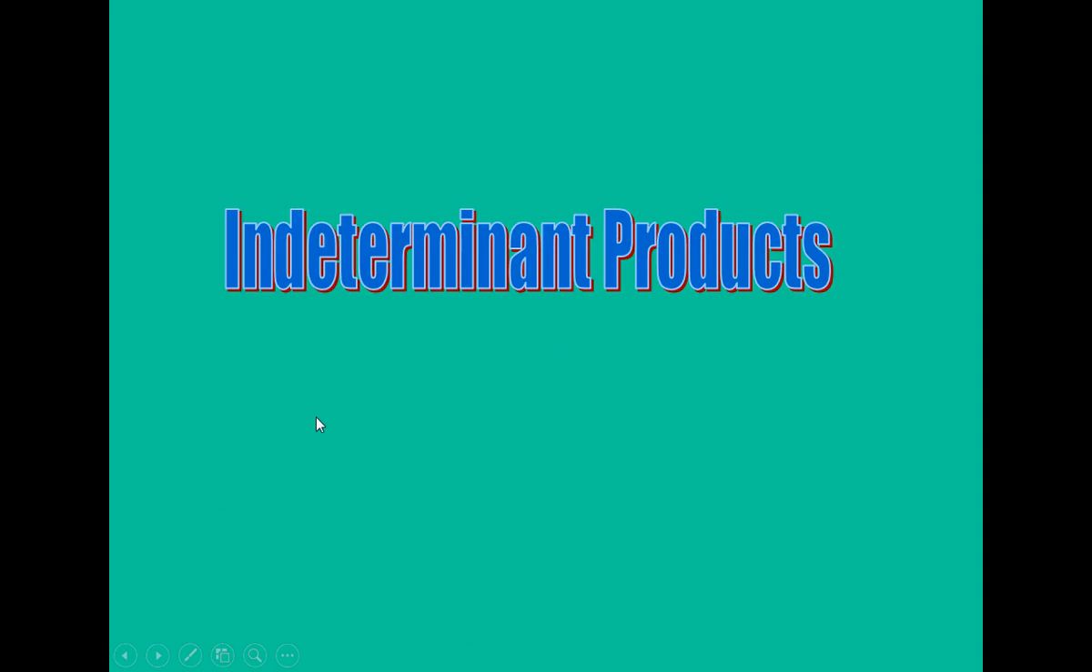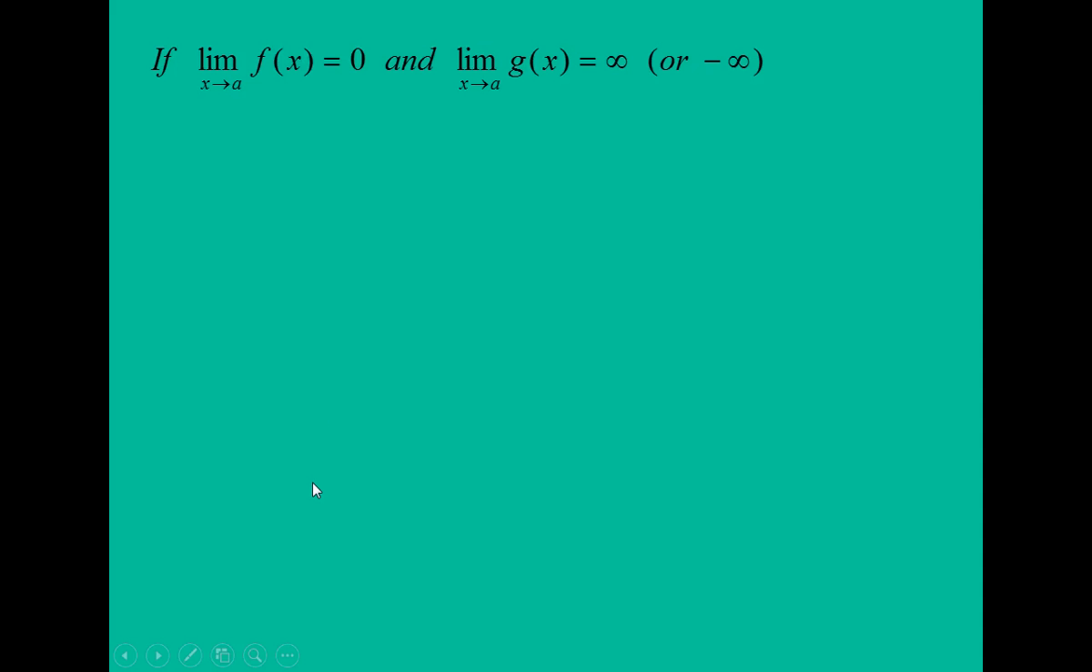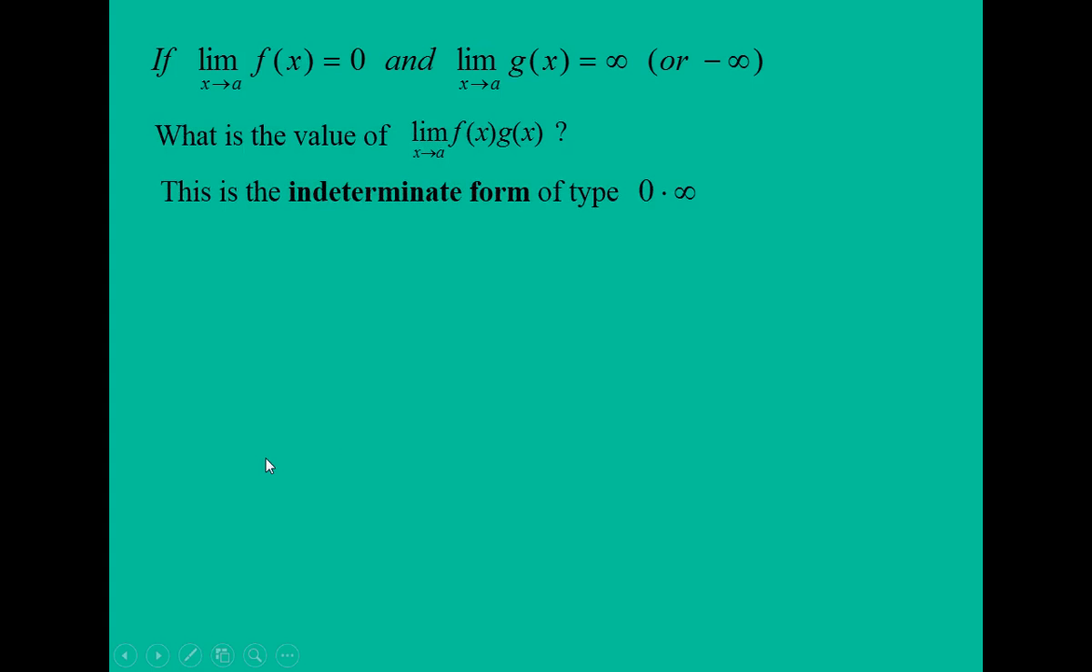Now we're going to be looking at indeterminate products. We looked at the indeterminate form 0 divided by 0 and infinity divided by infinity. Now we're moving to another type of indeterminate form. So if the limit of f of x as x approaches a equals 0, and the limit of g of x as x approaches a equals infinity or negative infinity, what is the value of the limit of f of x times g of x as x approaches a? We would get 0 times infinity.